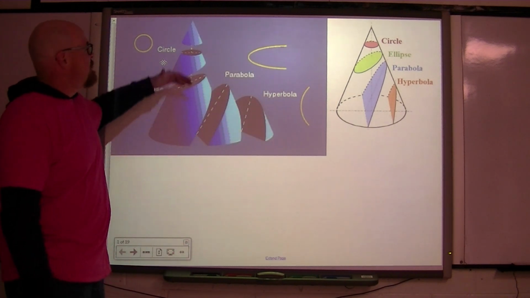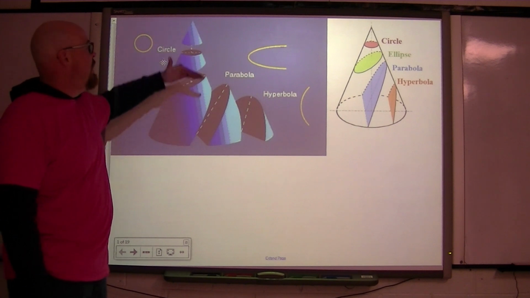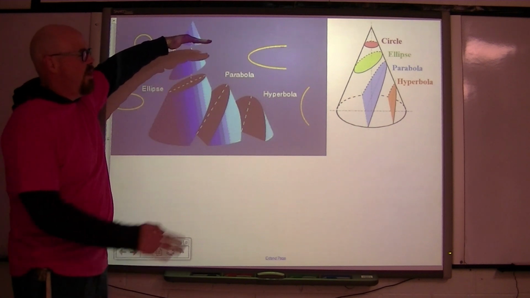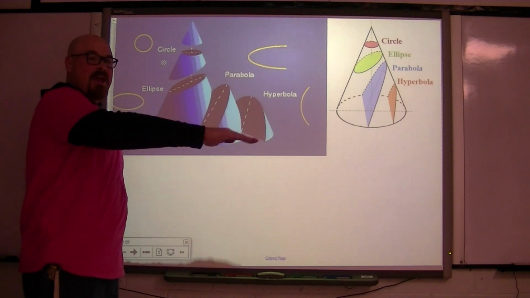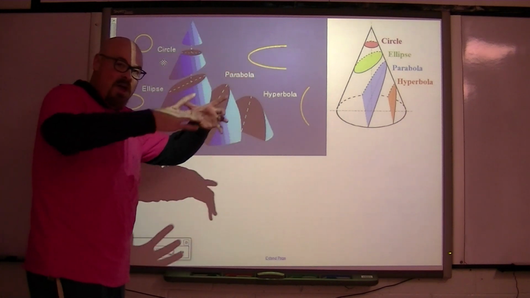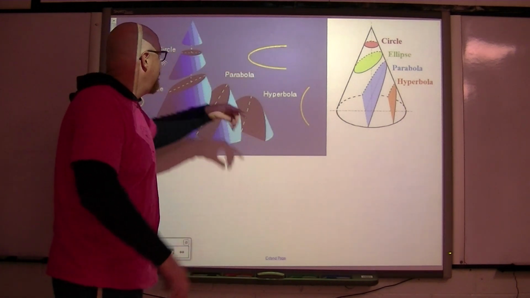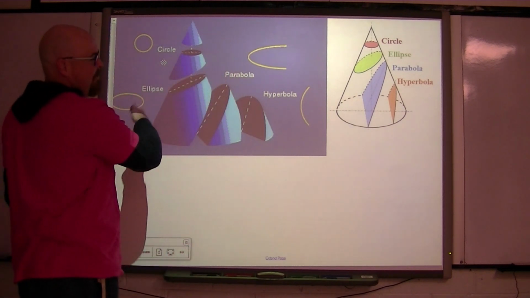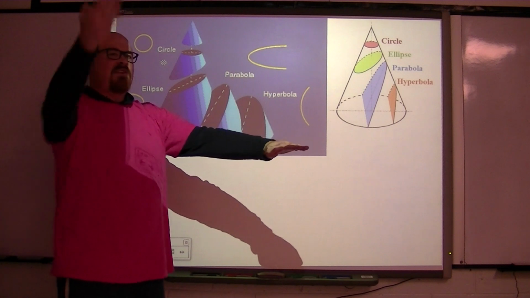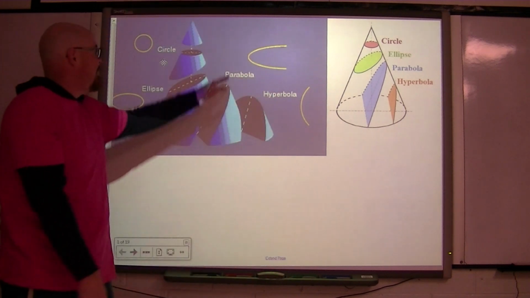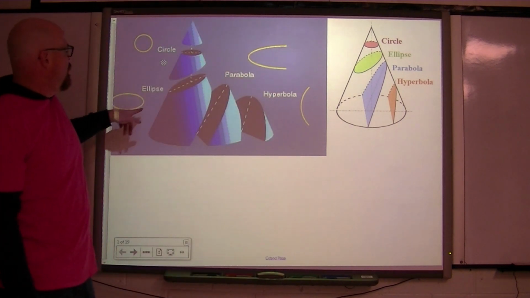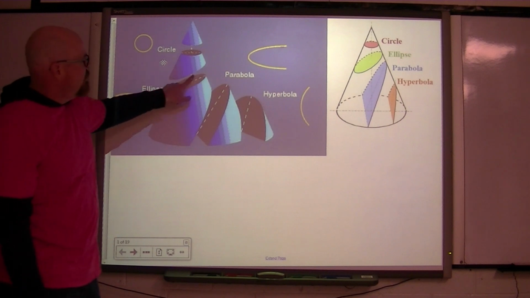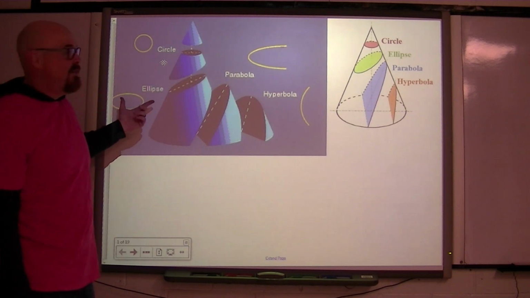All right? If you take a three-dimensional cone and slice it parallel to its base, and you look down on that shape, you would be looking down on a circle. If you slice on a bias through the edges of the cone, and you look down, you would look at this oval shape. That's what's called an ellipse.